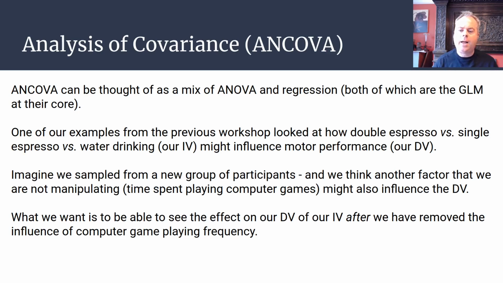This is where we are interested in controlling for the effect of an additional variable that we've maybe measured. So let's think about one of our early examples, looking at caffeine consumption and performance on a motor task. It was a between participants design, and we had three groups of participants: a double espresso group, a group that drank a single espresso, and a third group that drank just water. So these were our three groups.